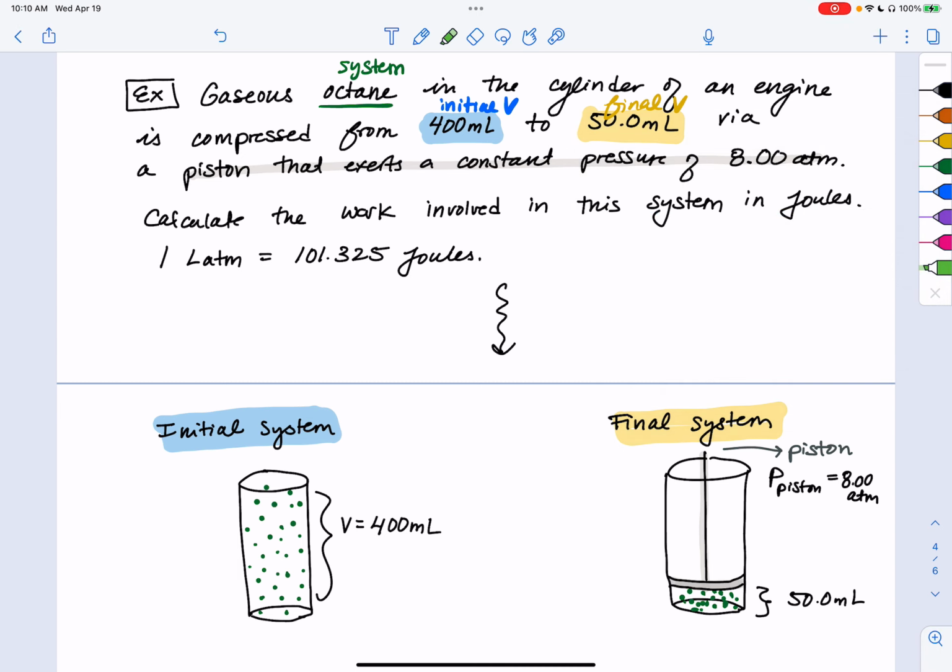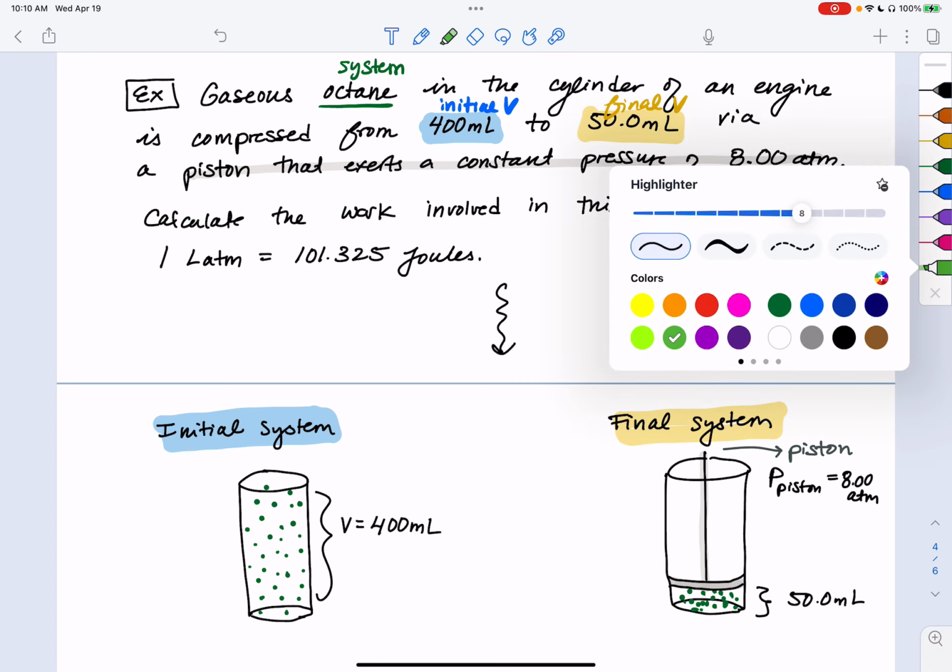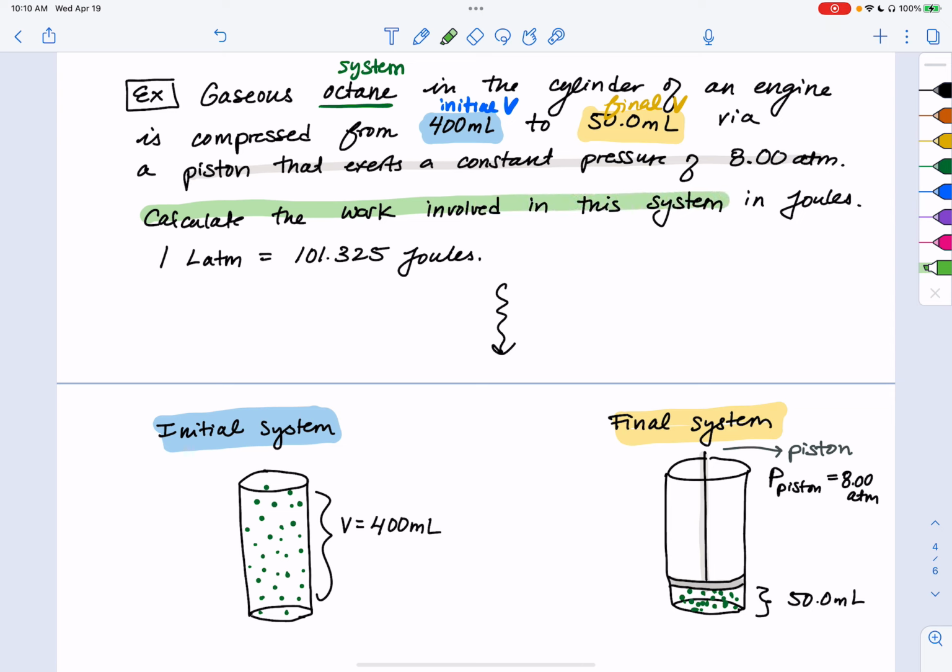Okay. What am I trying to do? Calculate the work that's involved in this system in joules. Now notice I have been vague: calculate the work involved, because I am trying to get us to understand whether work is being done by the system on the surroundings or by the surroundings on the system, and what the sign should be. So we can go back and check what we know about compression. We looked at compression earlier in our notes. Let's save that as a way to check our sanity later.